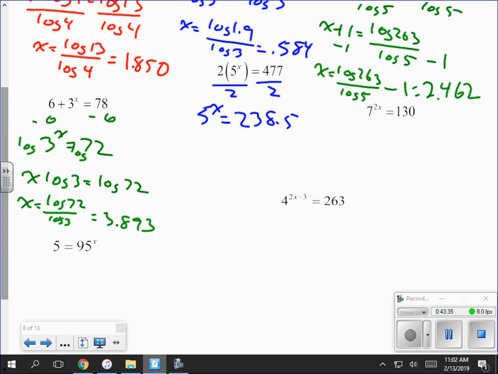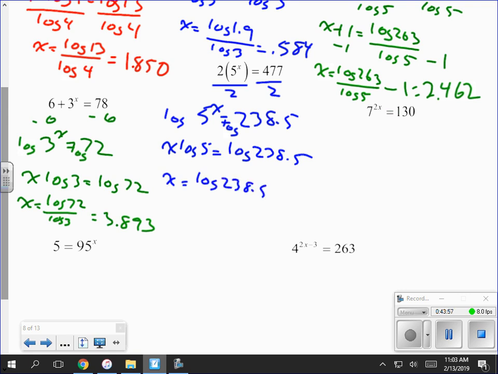Now take the log of both sides. Bring the x down front. X log 5 equals the log of 238.5. Divide both sides by the log of 5. X equals the log of 238.5 divided by the log of 5, which gives me 3.41.